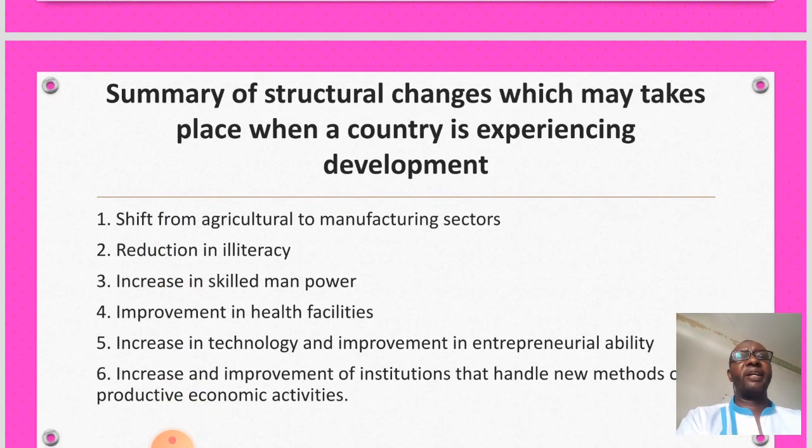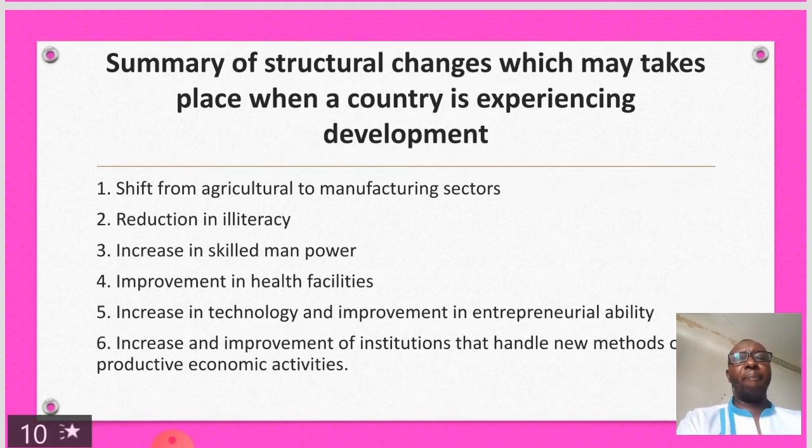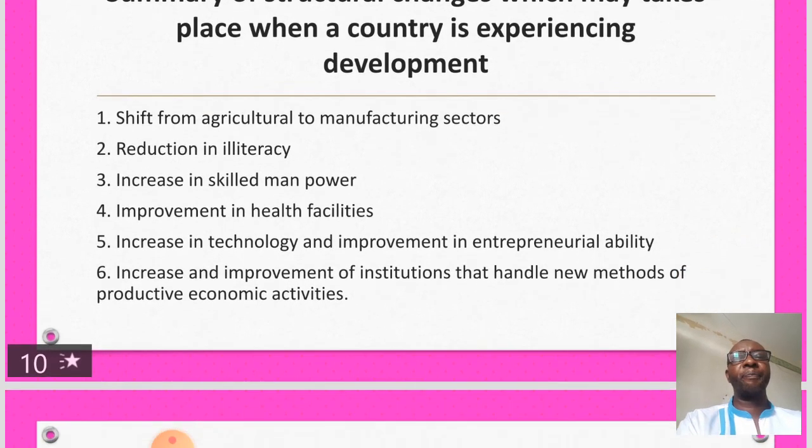And we have a summary of the structural changes which may take place when a country is experiencing development. That one we have discussed above, that is the summary.